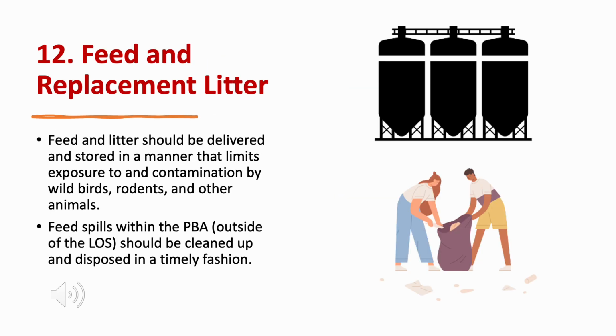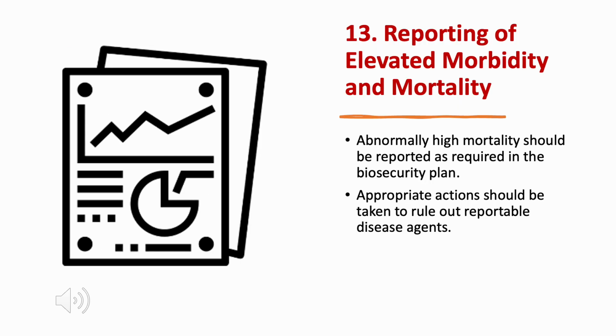12. Feed and replacement litter. Feed and litter should be delivered and stored in a manner that limits exposure to and contamination by wild birds, rodents, and other animals. Feed spills within the PBA, outside of the LOS, should be cleaned up and disposed of in a timely fashion. 13. Reporting of elevated morbidity and mortality. Abnormally high mortality should be reported as required in the biosecurity plan. Appropriate actions should be taken to rule out reportable disease agents.